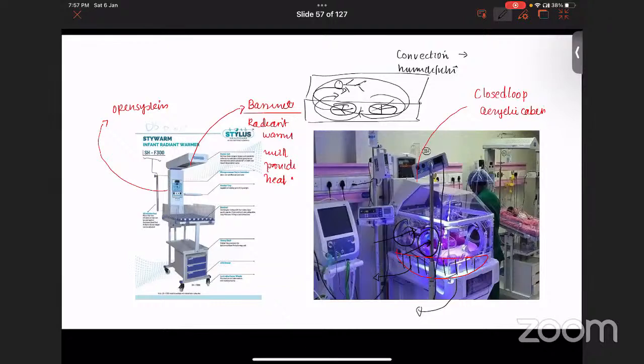So any baby who is less than 32 weeks and less than 1.5 kg, we go with the incubator, not the radiant warmer. Cost is high for your incubator, whereas it is low for your radiant warmer.